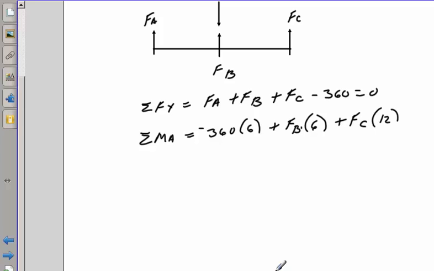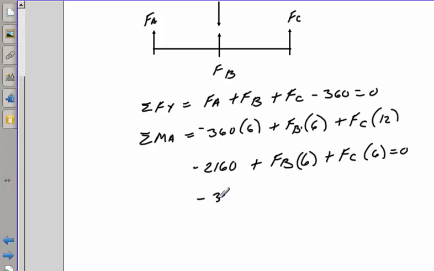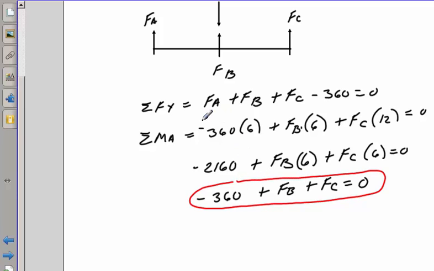360 times 6. This equation right here, we can make it into minus 2160 plus FB times 6 plus FC times 6 is equal to 0, and we could just divide it by 6. I should have done that at the beginning. That gives minus 360 plus FB plus FC is equal to 0. Make sure I put that over here. So these are your two basic equations, but you're back to the same point as you were in the previous problem: you have two equations, but you have three unknowns.